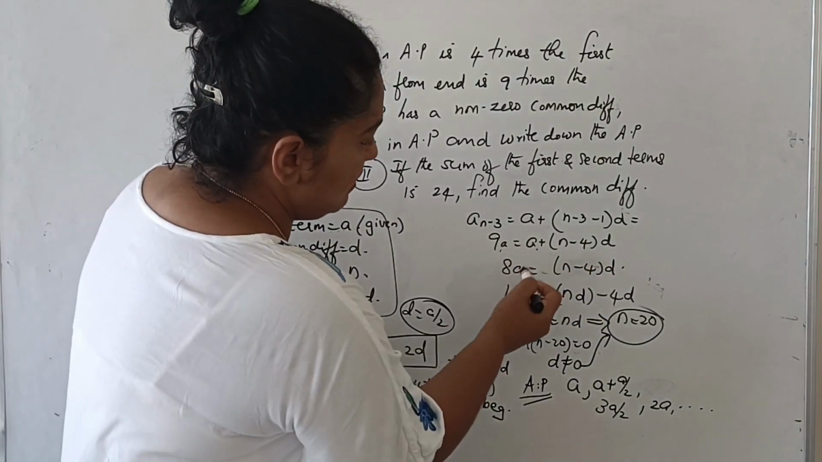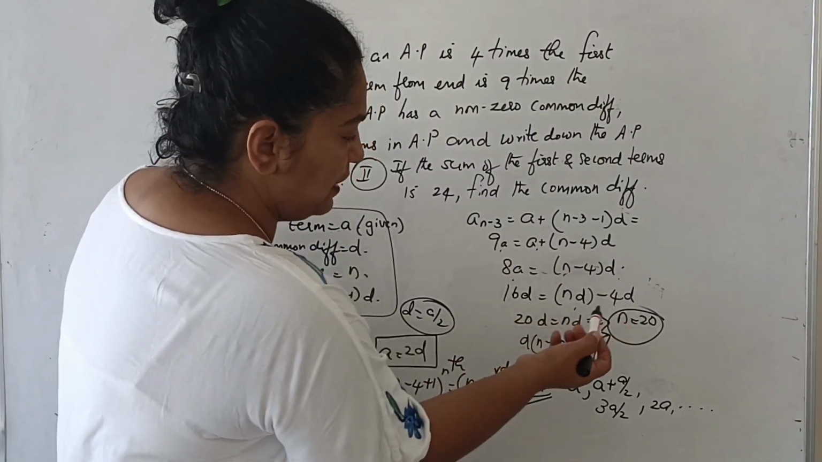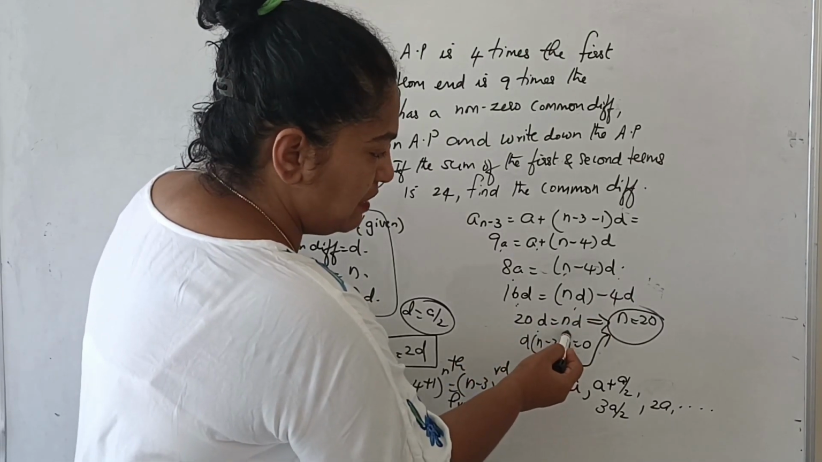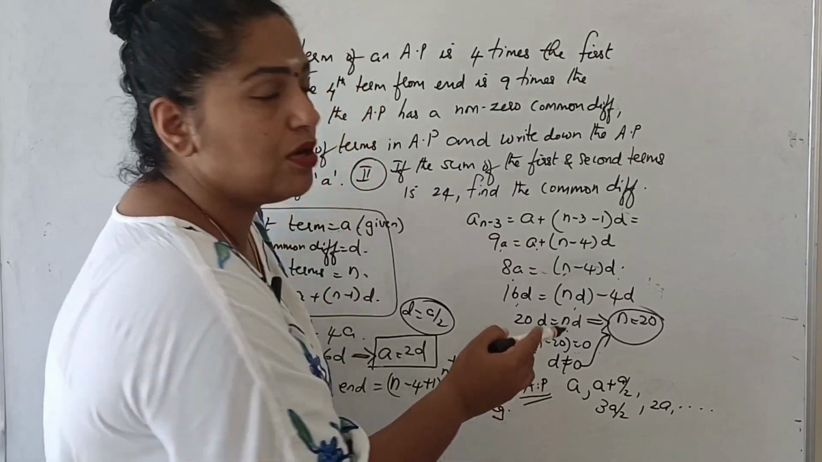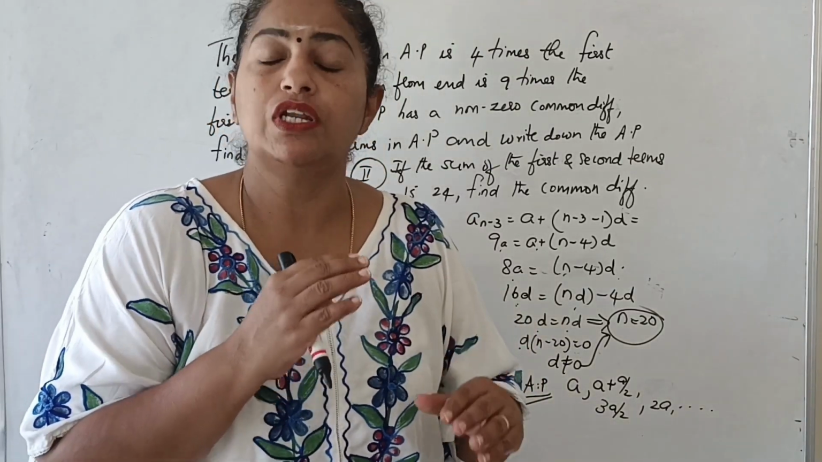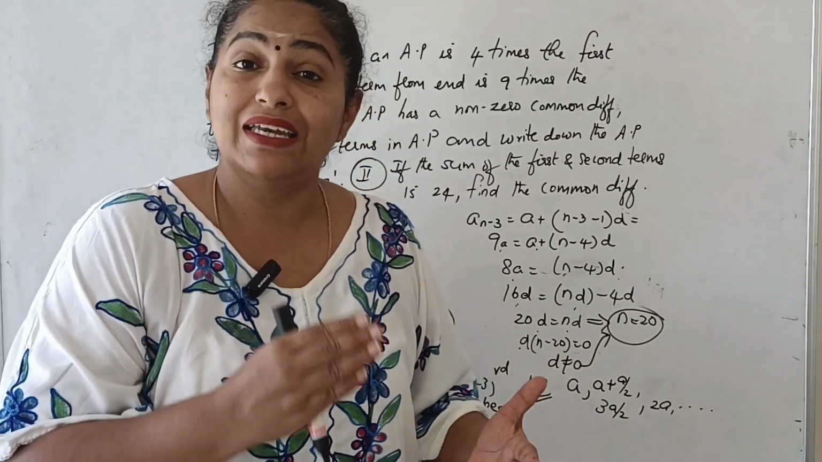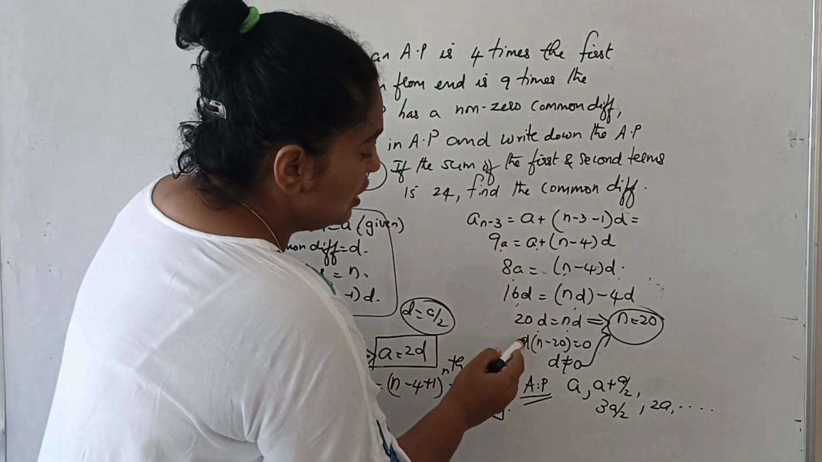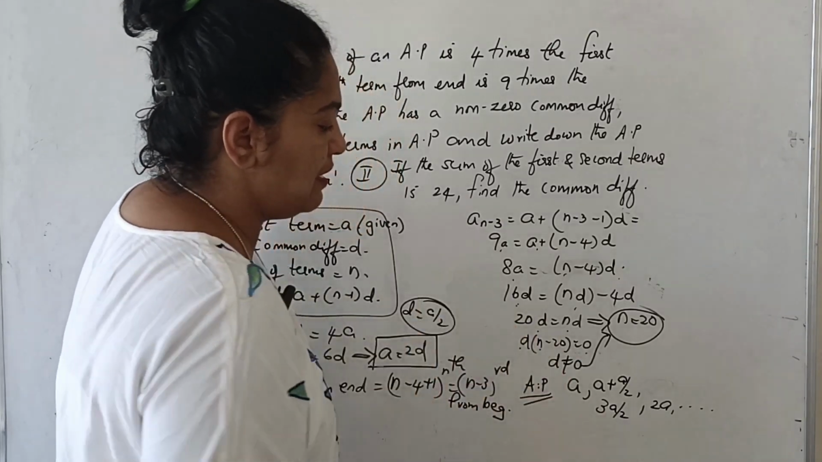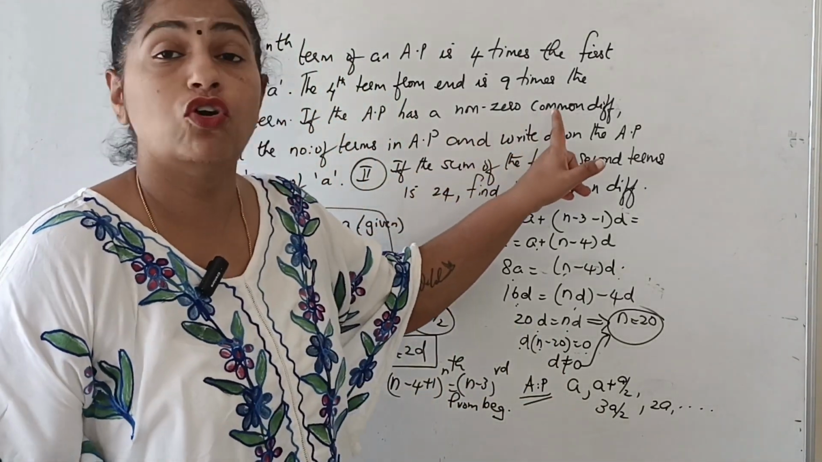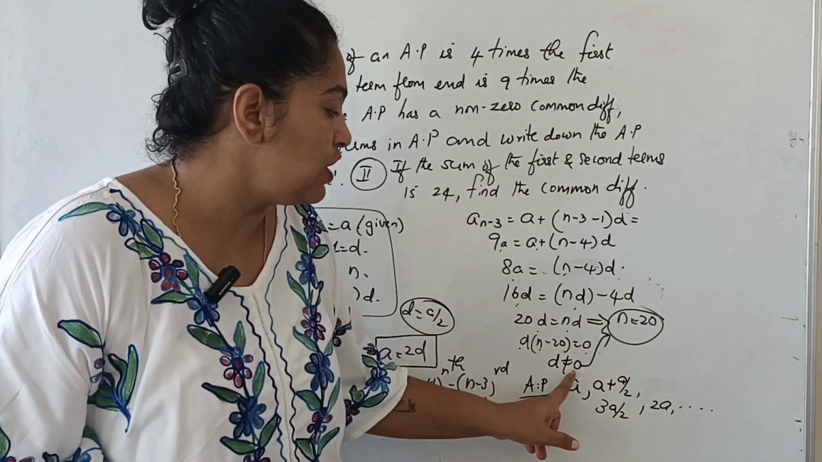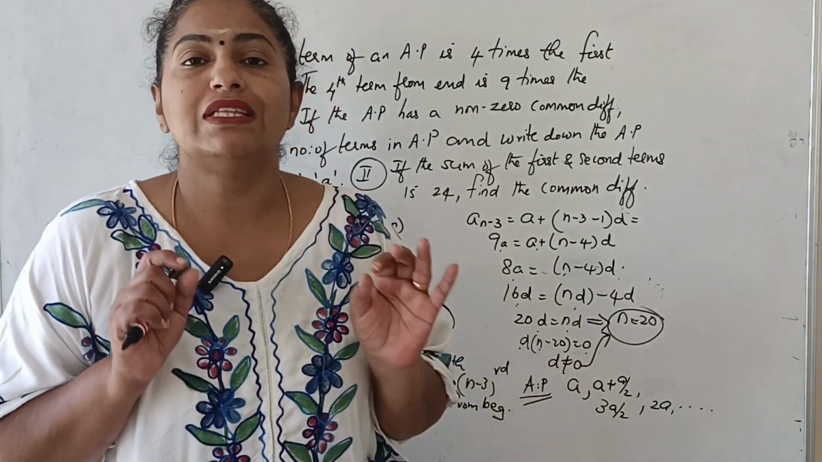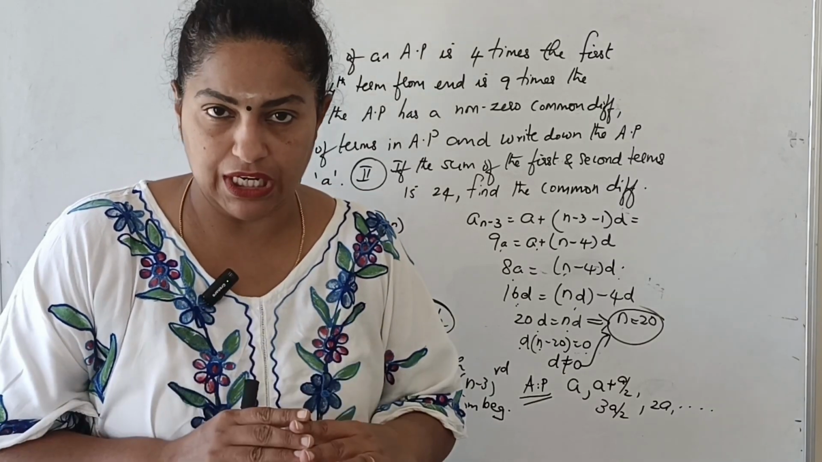Now 9a minus a is 8a, (n minus 4) into d. I have opened the bracket. Now you get 16d plus 4d is 20d is equal to nd. Now if I am taking d in common, I have told you whenever you have an equation, never cancel out the variables. If it is a common term or common variable, take it outside the bracket. So you will get d into (n minus 20) is equal to 0. It is given that non-zero common difference, it means d is not equal to 0. n minus 20 is 0, giving n is equal to 20. So there are 20 terms in this particular AP.